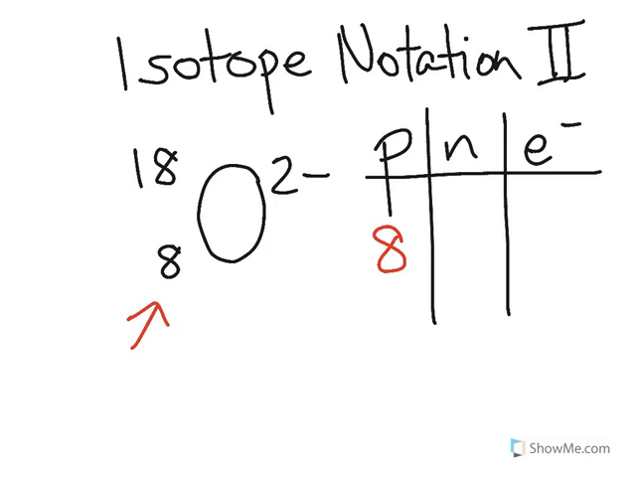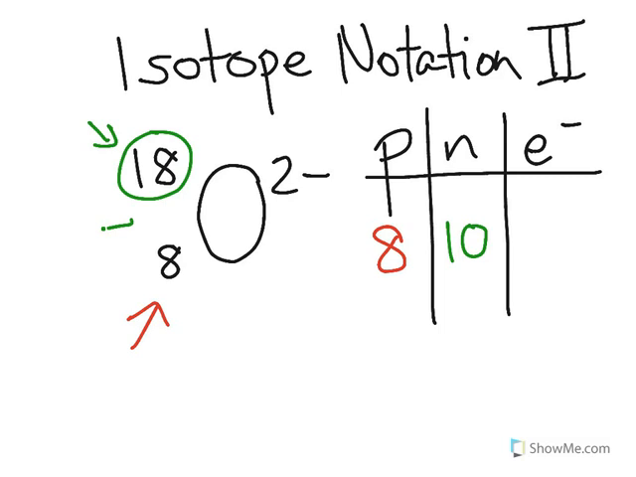Now, we subtract the atomic number from the mass number right here, so 18 minus 8 gives us 10, and that's the number of neutrons. And again, the mass number, which is right here, tells us the number of protons and neutrons inside the nucleus. So 18 minus 8 gives us 10 neutrons.